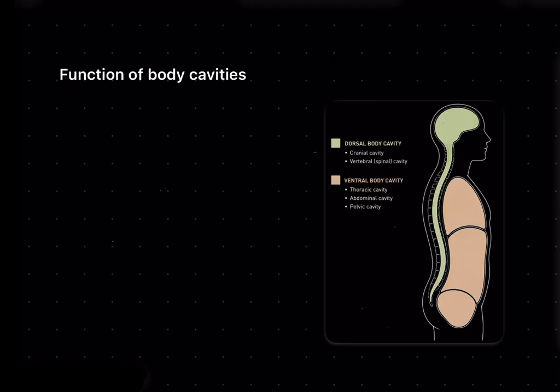Why do we have body cavities? What's the function of body cavities? Body cavities are simply there to maintain internal organization. Okay, so body cavities are nothing but internal spaces. And these spaces help house, protect, and separate several internal organs.